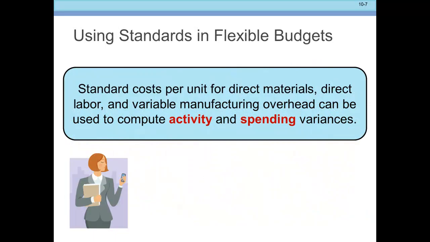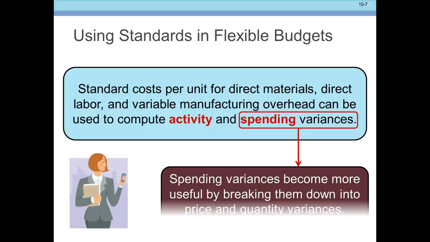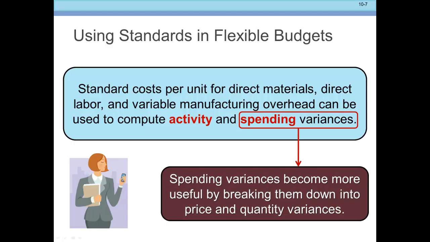Remember from Chapter 9 that activity variance helps us understand the impact of activity to the budget. Both the planning budget and the flexible budget are constructed at standard costs. Standard costs can be used to compute the activity and spending variances. Spending variances are the variances between the flexible budget and actual results. Those can be broken down into price and quantity variances. At current production levels, how much materials and labor should we have used, and what should the material and labor cost us?